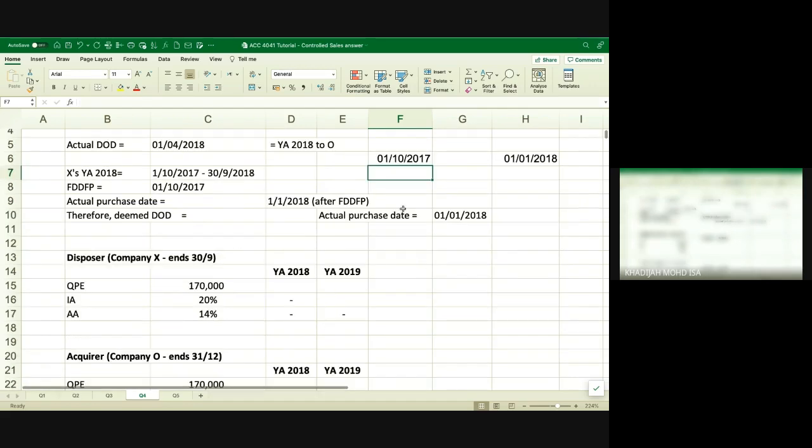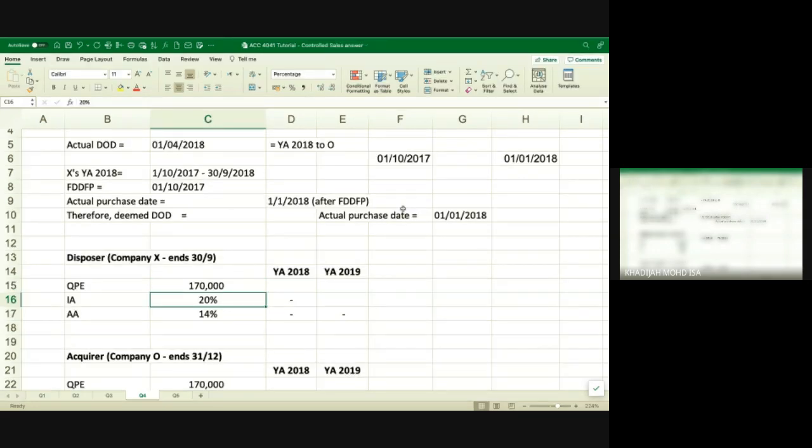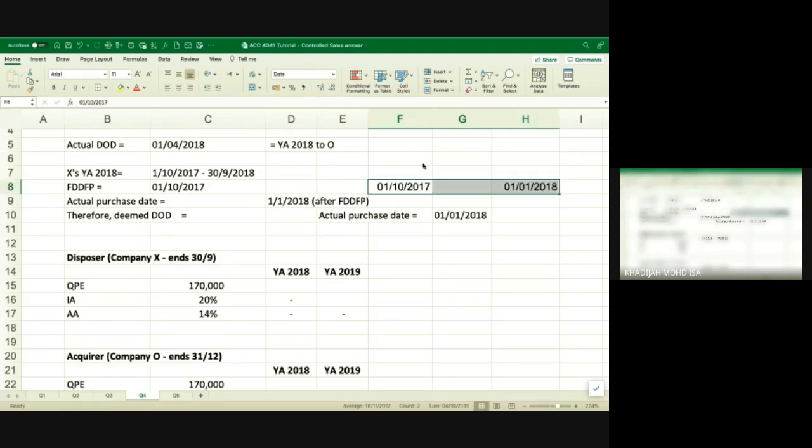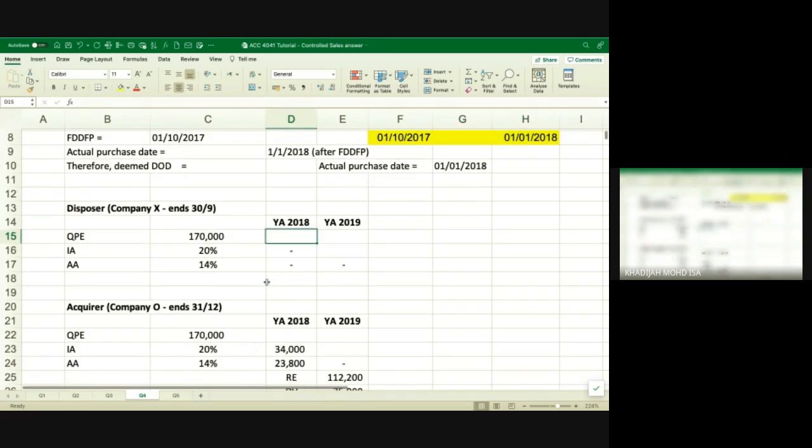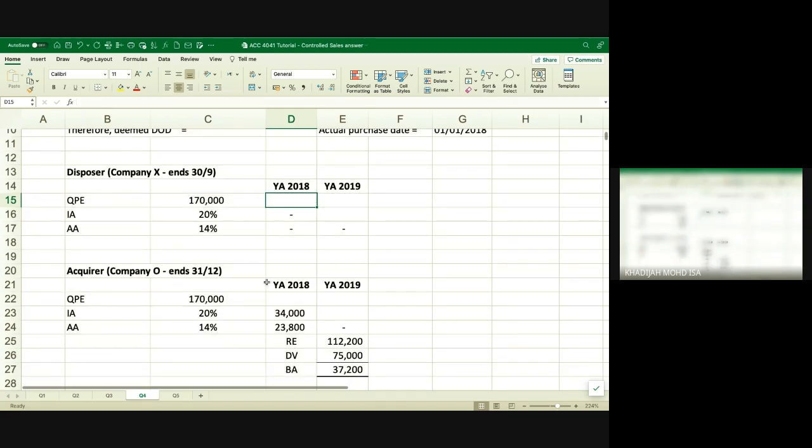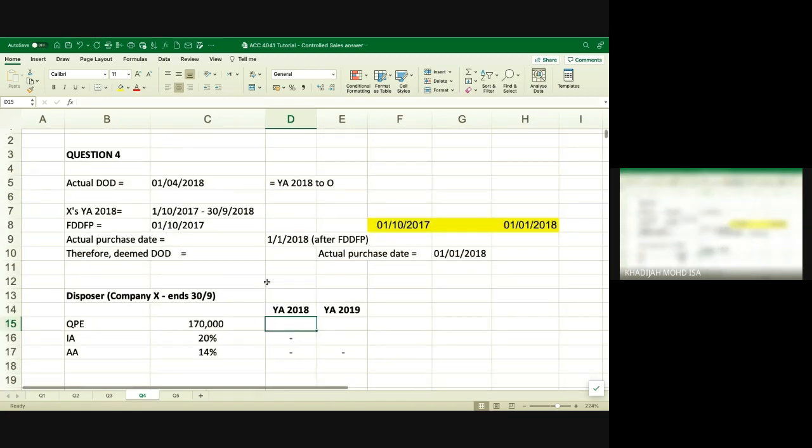Right, so in that case, the disposer is not entitled to claim any of the allowances. Because why? The date of acquisition, the actual date of acquisition by the disposer, is after the date of disposal. What is the date of disposal? In this case, the FDDFP is 1st of October. So if you look at here, that's why in this case, the disposer, which is company X, cannot claim any allowances on the asset.